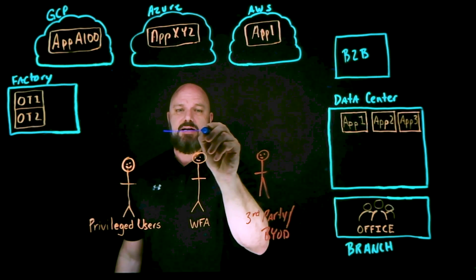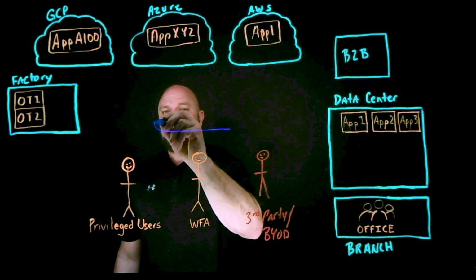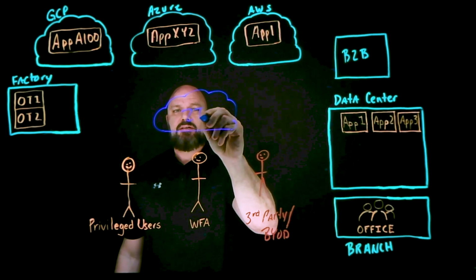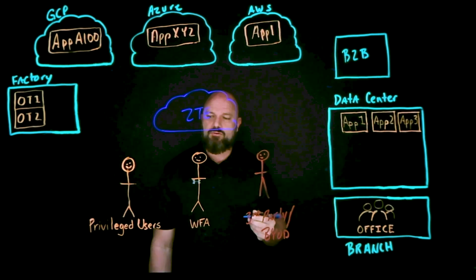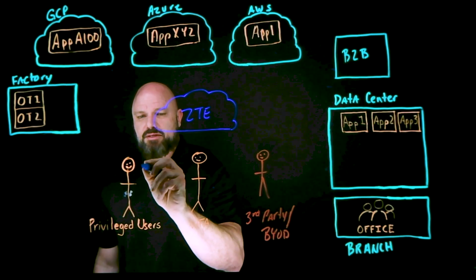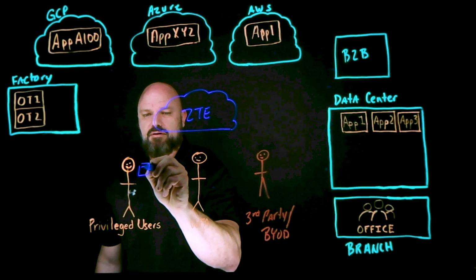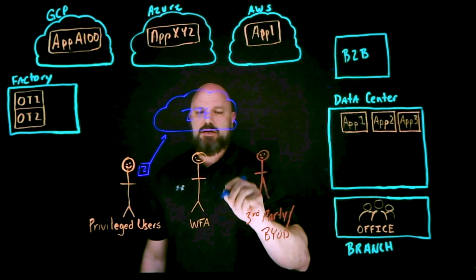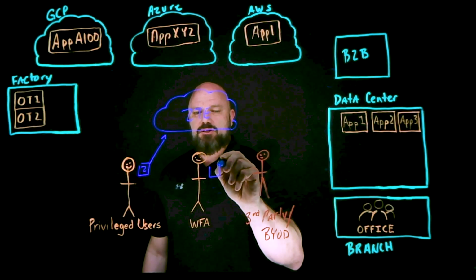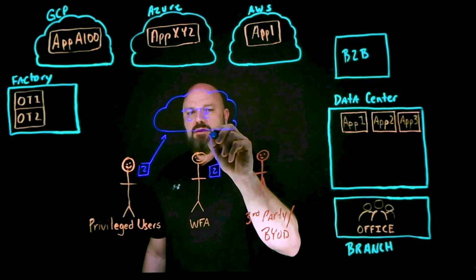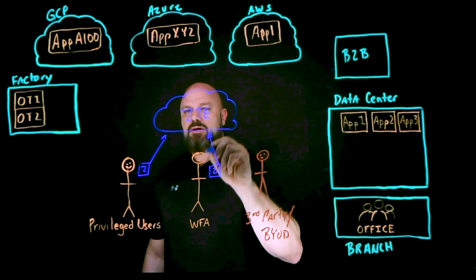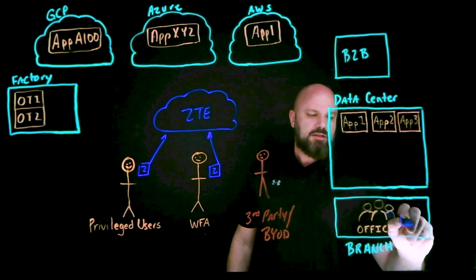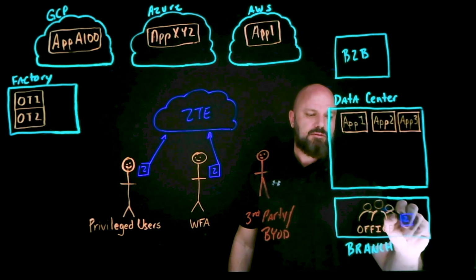Let's connect the dots. So we've got the Zscaler Cloud. I'm going to write ZTE for short. And for privileged users, it's the same thing that you're already used to. We have our Zscaler Client Connector, which sends traffic up to the Zscaler Cloud, work from anywhere. That means a general user coming in from home, Starbucks, abroad, doesn't really matter.